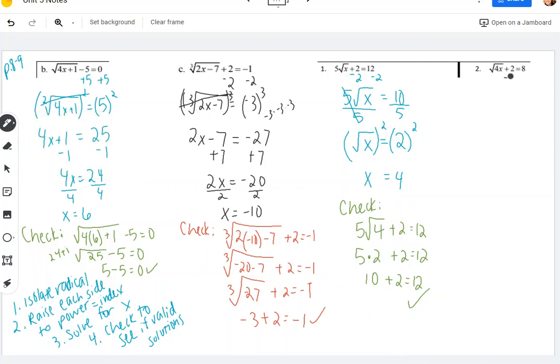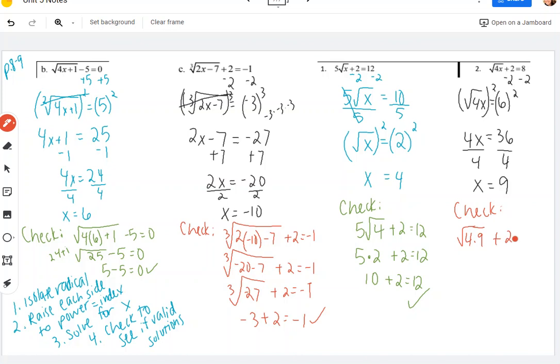Last one here, isolate that radical. Now that it's isolated, the index is 2, so I'm going to square each side. And then I'm going to divide. And last but not least, I always have to check that answer. Plugging it back in, 4 times 9 plus 2 equals 8. Okay, so the square root of 36 plus 2 equals 8. 6 plus 2 equals 8.